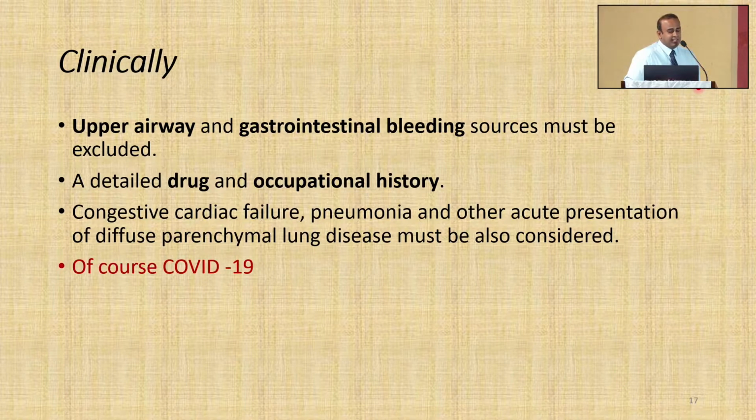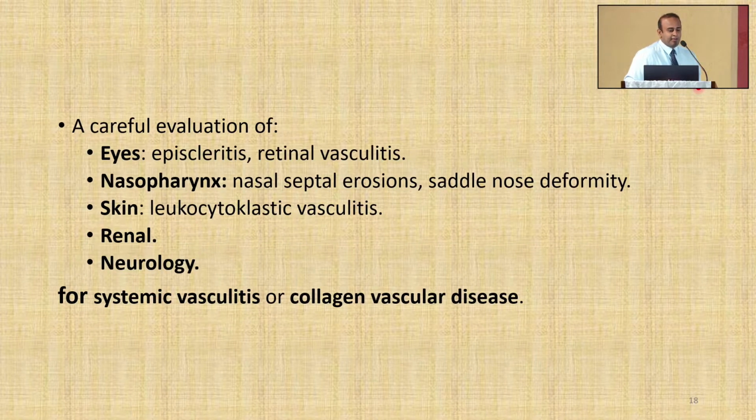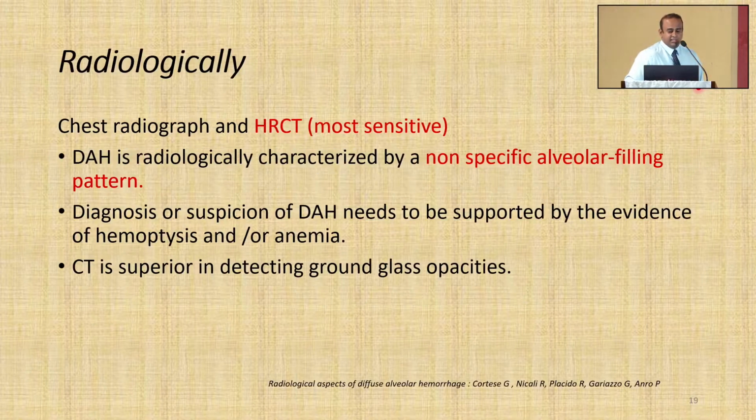What about COVID-19? Of course, it's a must. We should exclude COVID-19, and even repeatedly we should do the PCR and all. And now the imaging; the new addition to the list is COVID-19. So these are the same things: the eyes, nasopharynx, skin, renal, and a good neurological examination will warrant the diagnosis.